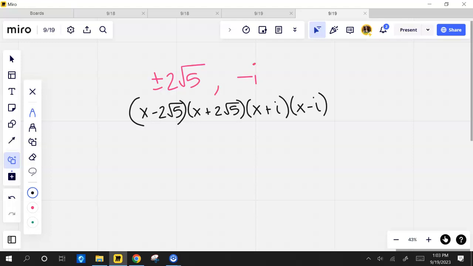But i is just square root of negative 1. Which is plus or minus. Yeah. Right. So if you take that square root away, it's just x squared. How do you write like this?